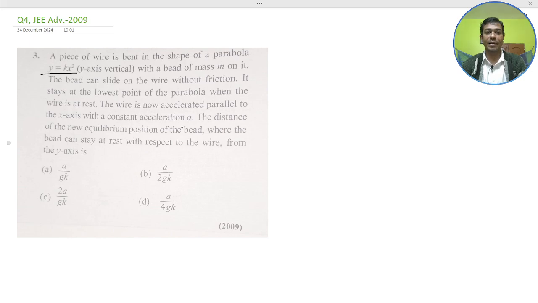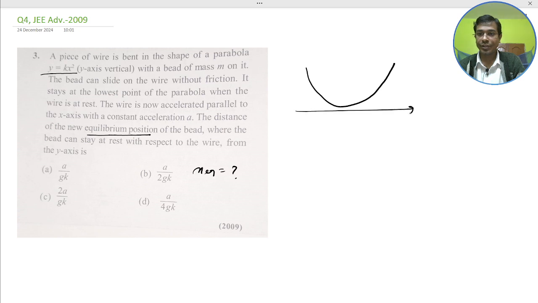The distance of the new equilibrium position of the bead, a small piece of matter, where the bead can stay at rest with respect to the wire, from the y-axis would be what? You just find the equilibrium position. So x equilibrium would be what? I just draw a figure for your better understanding. Basically y equal to k x square, this type of parabola. So this is the axis and this is another.